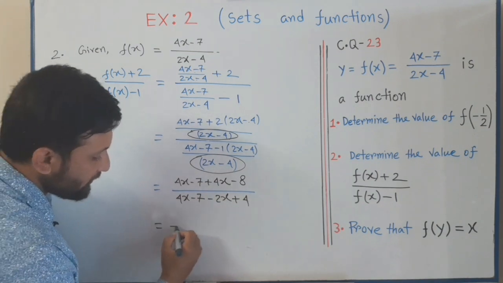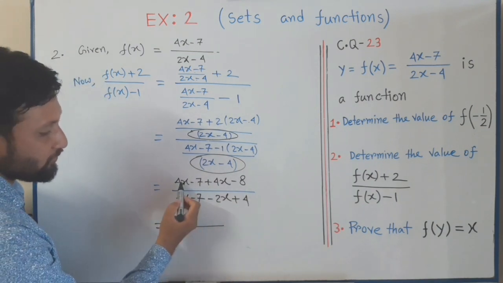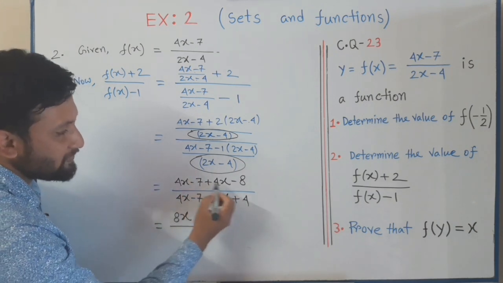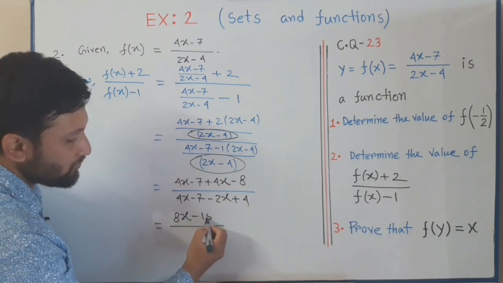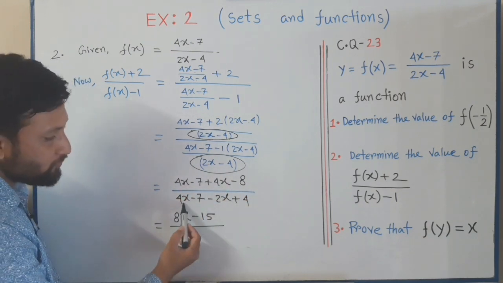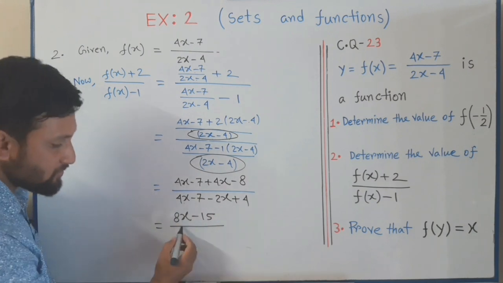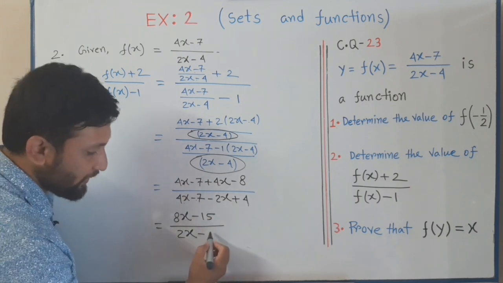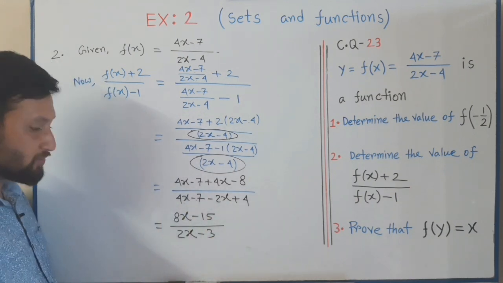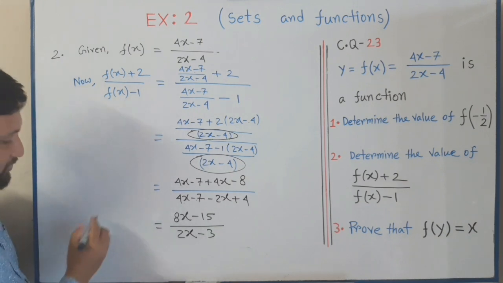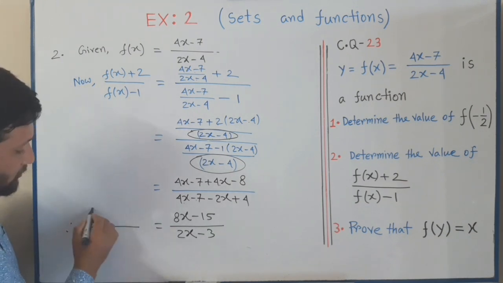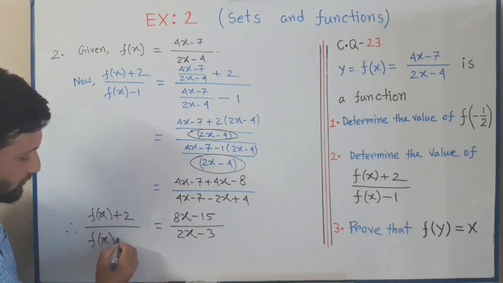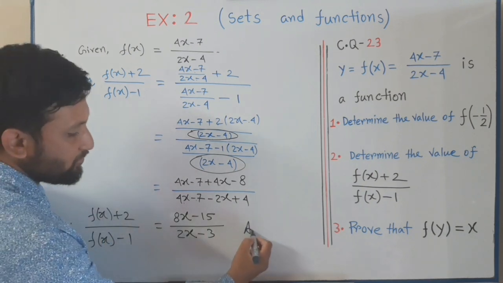Okay. So now the rest of the terms: 4x plus 4x, that means 8x. So write down here 8x, minus 7 minus 8, that means minus 15. And then in the denominator, plus 4x minus 2x, that means 2x, and then minus 7 plus 4, so you can write minus 3. This is our required solution of this function, this expression f of x plus 2 divided by f of x minus 1. I hope everybody is clear.